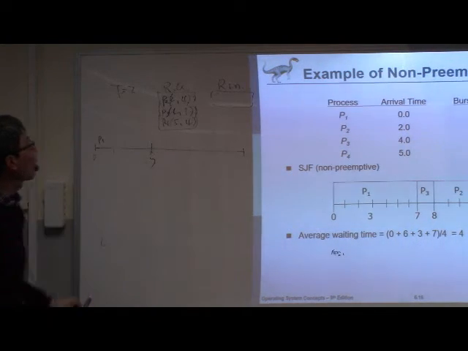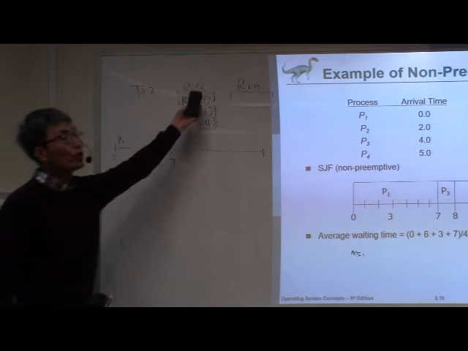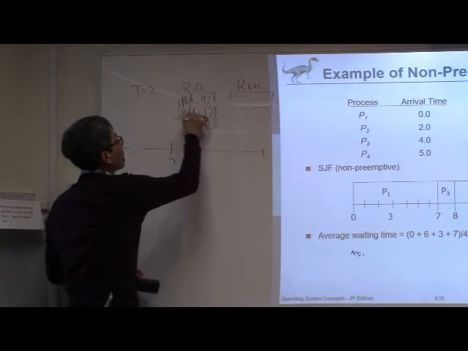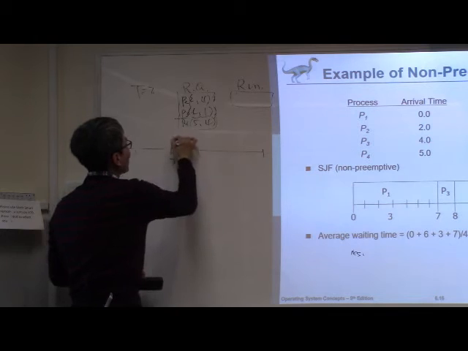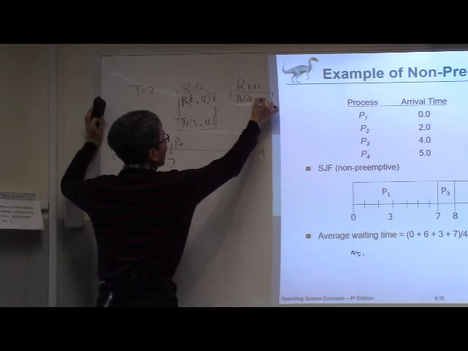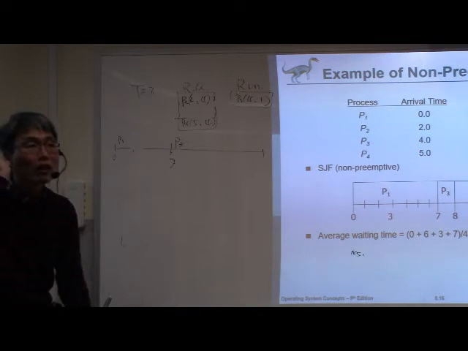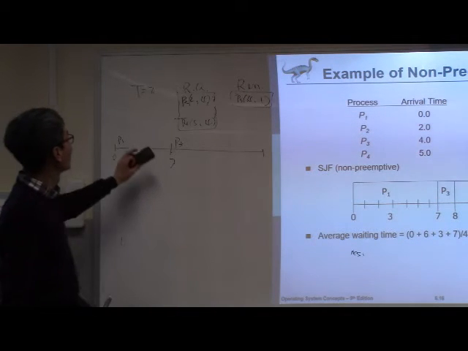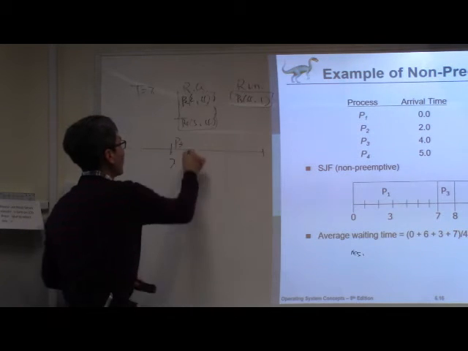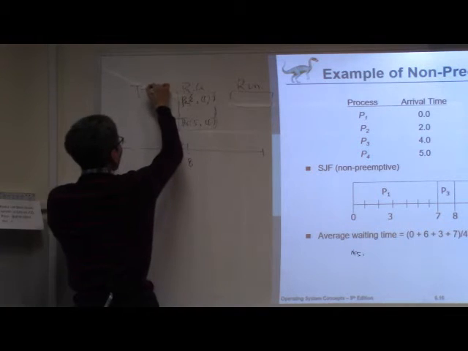So how can we select the next process? Using the CPU burst time. Which one is the shortest job? P3 is obviously the shortest job, so P3 will be selected. P3 moves to the running state. You can change the status of the process. How long? 1, so time 8. P3 is terminated at 8.